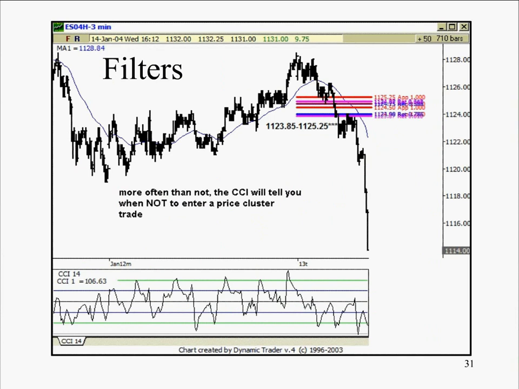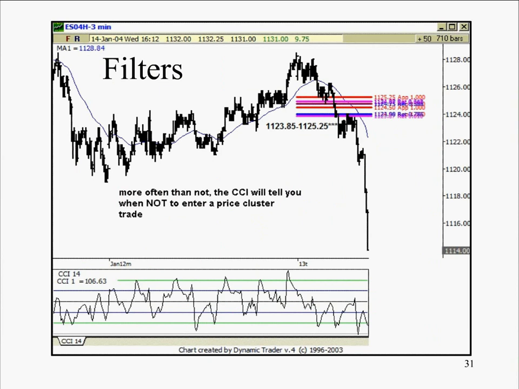Okay, now this slide 31 is just to give you an idea of why you might want to use a filter, and specifically I'm showing you the ones that I've looked at. There are plenty of different ways to enter the market using my work as a base, but I'm just showing you what I'm most familiar with.